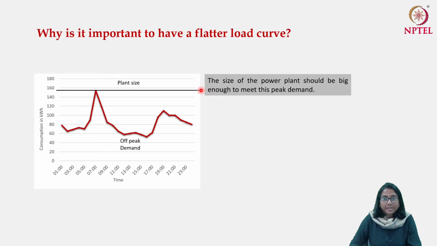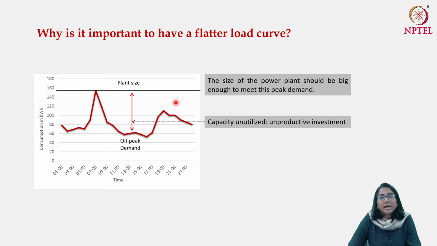During the off-peak period, the demand is pretty low. It's much less than what this plant can actually produce. Now, if the off-peak demand is lower than what the plant can produce, of course the plant can reduce the supply of electricity by keeping some of the units non-operational. But in that case, what is happening? This is the capacity of the power plant which remains unutilized during the off-peak period.